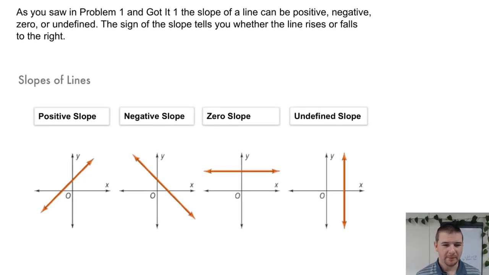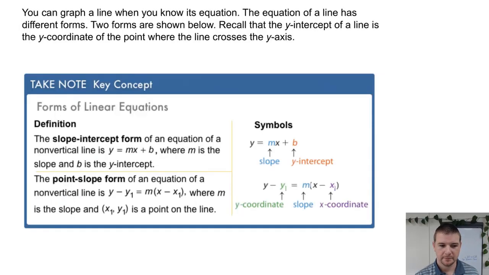As you saw in problem 1, and got it 1, the slope of a line can be positive, negative, 0, or undefined. The sign of the slope tells you whether the line rises or falls to the right. Positive slope rises up and to the right. Negative slope falls down and to the right. 0 slope is a horizontal line, and undefined slope is a vertical line.